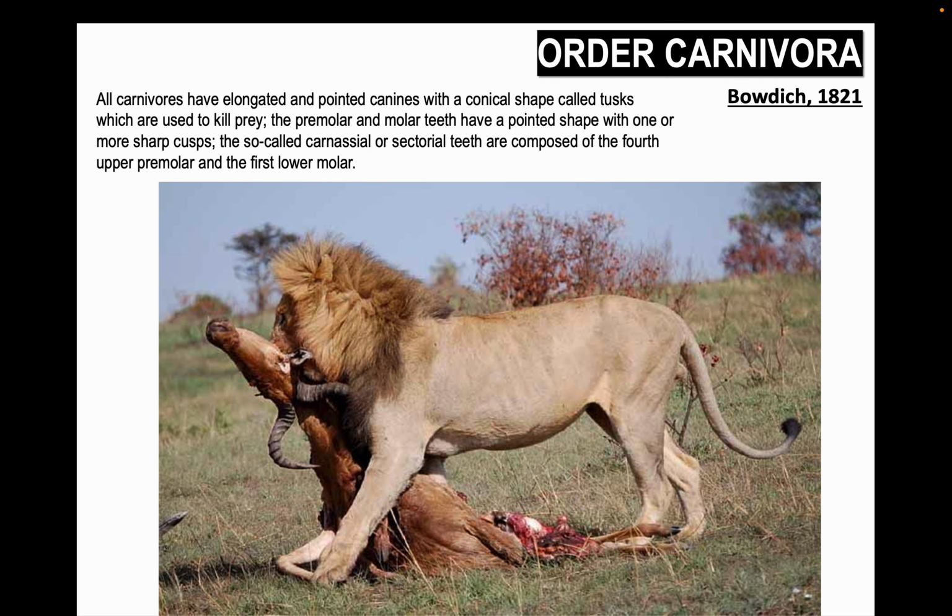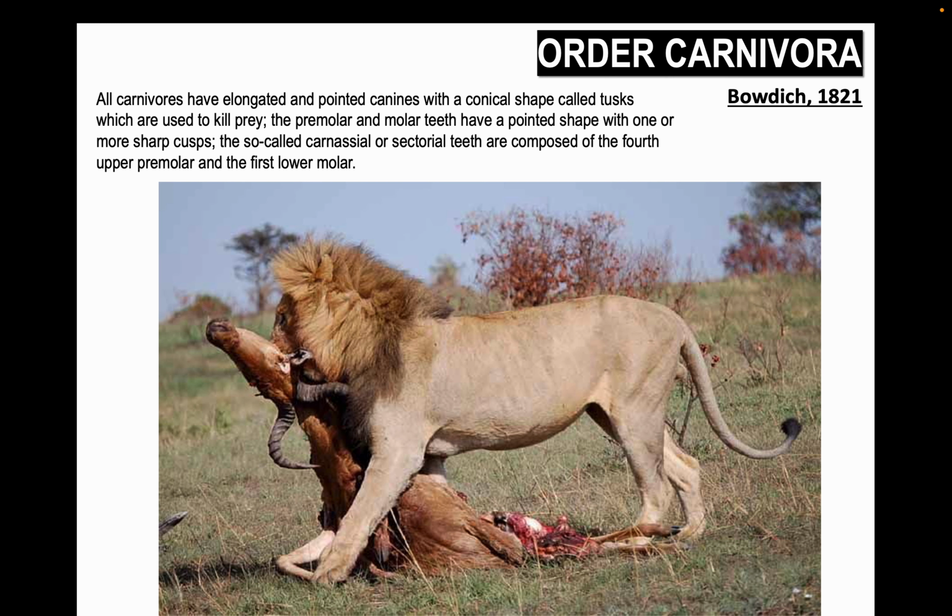Then we have the order Carnivora. They have elongated, pointed canines. So look at their mouth; that's the initial thing you have to do. If they have those canines, then they are carnivores. The tusks are conical in shape and are used to kill the prey. The premolar and molar teeth also have a pointed shape with one or more sharp cusps. Therefore their set of teeth is really modified to carry out predation.